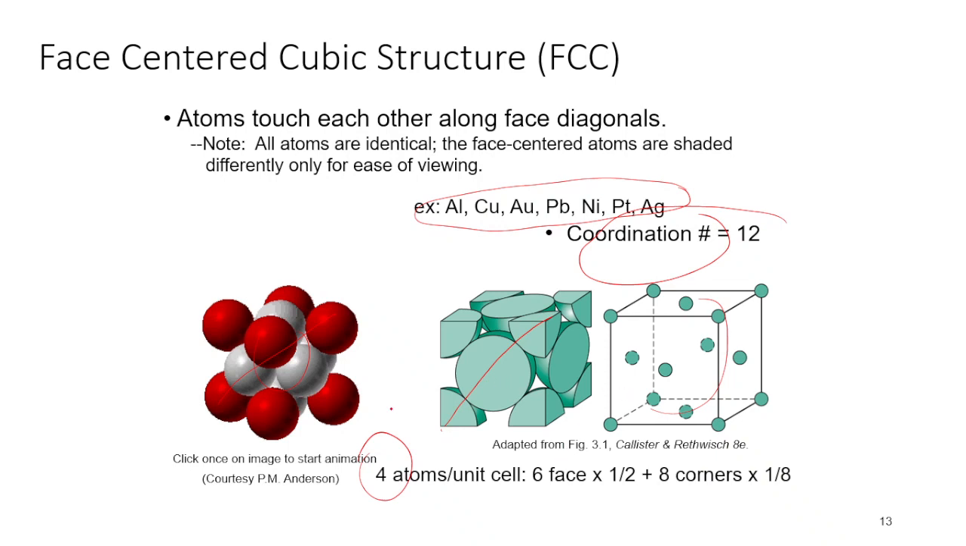We have 6 atoms in its faces, right? 1, 2, 3, 4, 5, and 6. So 6 atoms in the faces and 8 corner atoms, shared by 8 unit cells. As usual, in any cubic structure, this will be the case, no? So we have 6 face atoms, and each face atom is shared by 2 unit cells, plus we have 8 corner atoms, and each corner atom is shared by 8 unit cells. So our answer will be 3 plus 1, which is 4 atoms, right?